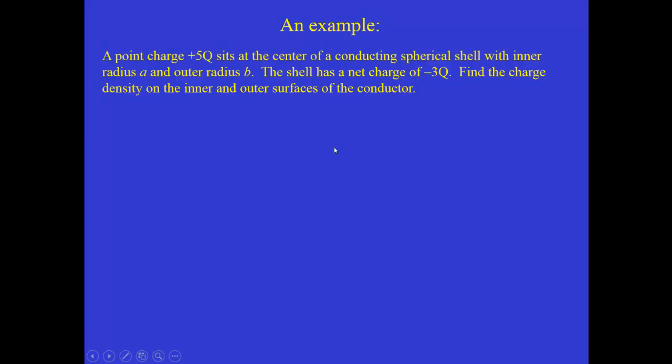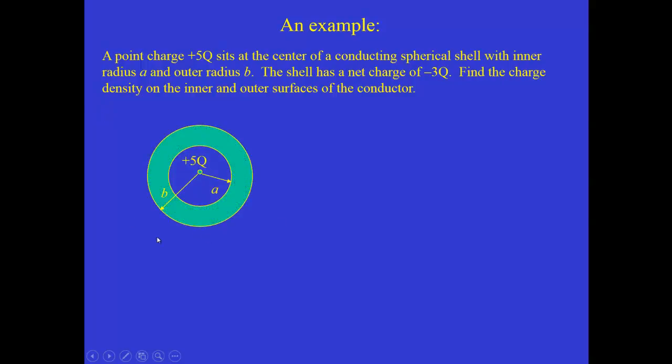One last thing. We'll now use Gauss's law in a very powerful way to answer a question that's not trivial at all. It's a really difficult problem and gives an example that, at least to me, is a little bit counterintuitive. So let me set the stage and then work the problem out. A point charge plus 5q sits at the center of a conducting spherical shell with inner radius A and outer radius B. We put charge on the shell so that the conductor has a net charge of minus 3q. Find the charge density on the inner and outer surfaces of the conductor.